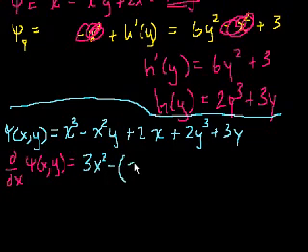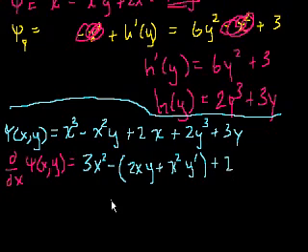So it's 2x times y times the first plus the first function, x squared, times the derivative of the second function with respect to x. Well, that's just y prime, right? It's the derivative of y with respect to y is 1 times the derivative of y with respect to x, which is just y prime. Fair enough. Plus the derivative of this with respect to x is easy, 2.